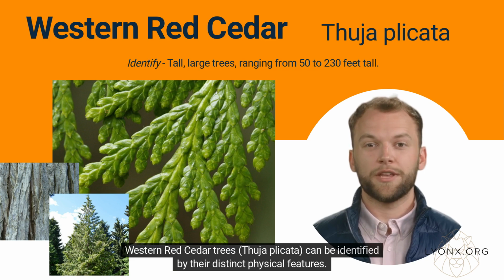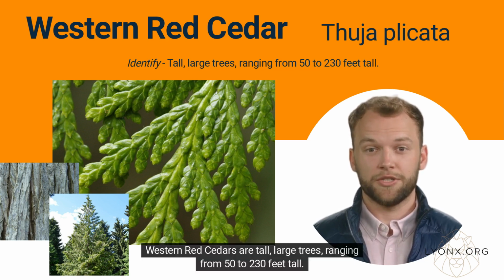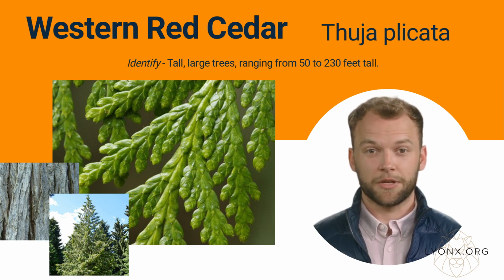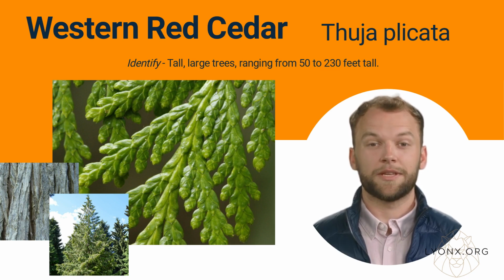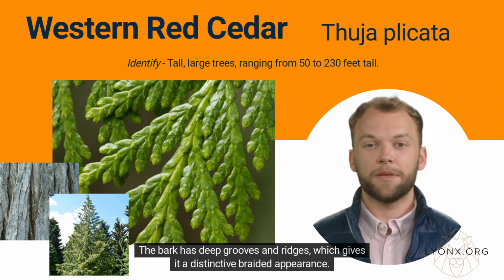Western red cedar trees, Thuja plicata, can be identified by their distinct physical features. Here are a few characteristics to look for. Western red cedars are tall, large trees ranging from 50 to 230 feet tall. They have a narrow, conical shape with a trunk diameter of up to 13 feet. The bark of a Western red cedar is thick, fibrous, and grayish-brown. The bark has deep grooves and ridges, which gives it a distinctive braided appearance.